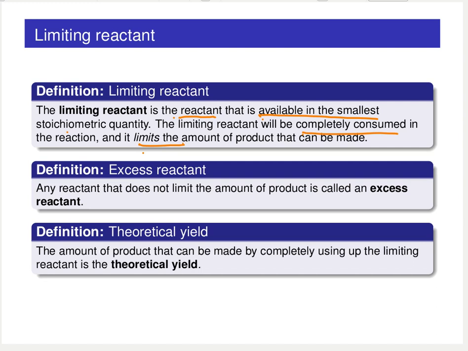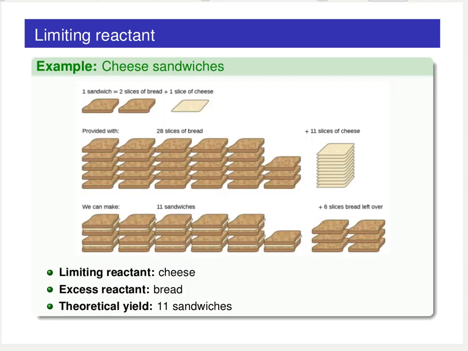All other reactants, where there could be more than one, any other reactants that do not limit the amount of product that can be made are called excess. So this would be the bread in our previous example. And then finally, the amount of product that can be made by completely using up that limiting reactant will be our theoretical yield. So in our previous example, our theoretical yield of sandwiches would have been 11. To sum all that up, cheese is limiting, bread would be excess, and we have a theoretical yield of sandwiches of 11.